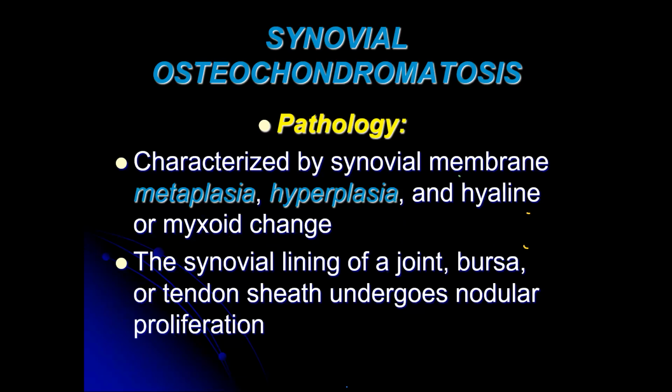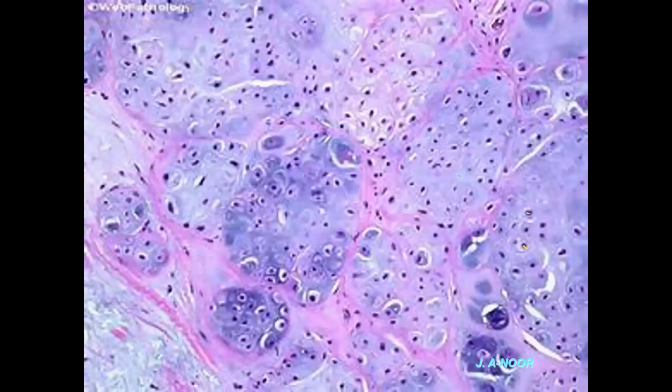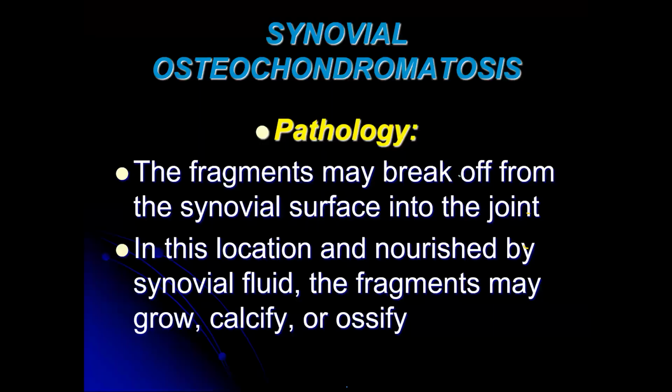The pathology is characterized by metaplasia, hyperplasia of the synovial membrane, and hyaline or myxoid change. The synovial lining of the joint or tendon sheath undergoes nodular proliferation. This is the pathology in these cases. You see the cartilaginous background, staining with hematoxylin and eosin. You see that it is not aggressive, but it is hectic. The fragments may break off from the synovial surface into the joint, and in this location, nourished by synovial fluid, the fragments may grow, calcify, and lock repeatedly in the joint space between the two joint edges and destroy the cartilage.